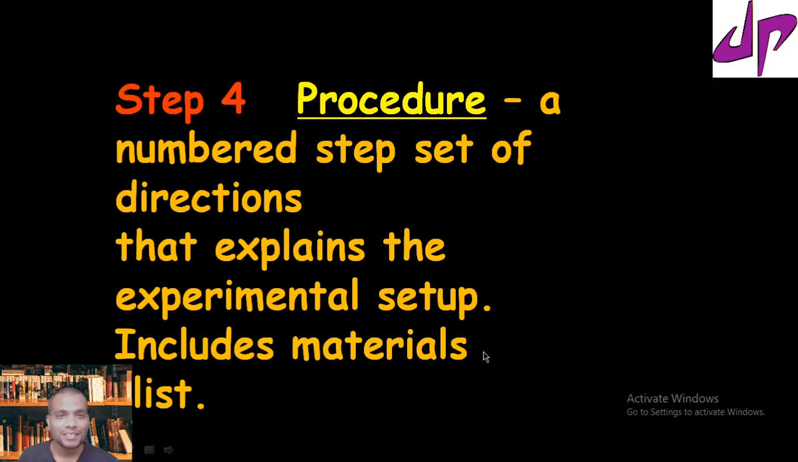Okay, let's go to step 4. After making the hypothesis, in step 4, we need to do a certain procedure. So what does this procedure contain? It's a numbered, step-by-step set of directions that explains the experimental setup. In the procedure, we also need a list of materials. To do an experiment, this is a very crucial step.